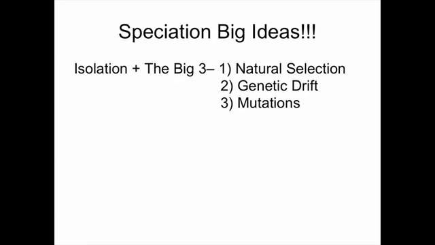So the big thing with speciation is that isolation has to happen first. So first, some sort of isolation must occur to form 2 distinct gene pools, and then once those 2 distinct gene pools have been formed, then the big 3, natural selection, genetic drift, and mutations take over and change them until they change so much that the 2 groups become different species.